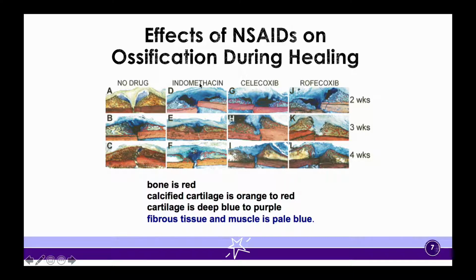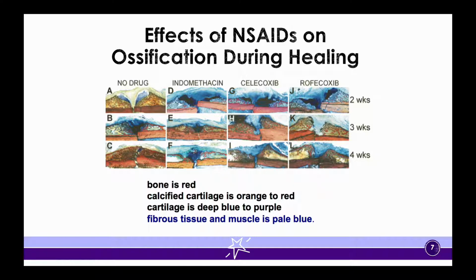So what happens when we give drugs? Well, what you'll notice is that we get that cartilage that's forming, but that cartilage is not calcifying over time. We also get an increase in that fibrous tissue instead of having that calcification that's happening. And you can see that across every single one of these conditions in which medications were given.